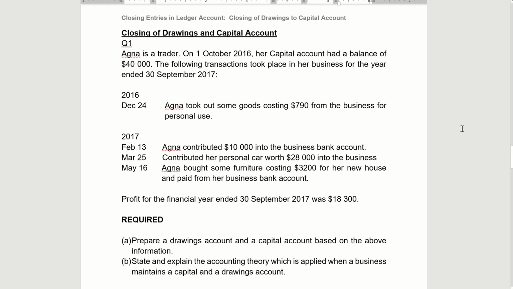Okay, let's take a look at question 1. We will go through question 1, doing the question together. Okay, Agna is a trader. On 1st October 2016, her capital account had a balance of 40,000. And then there are some transactions that took place in her business for the year.